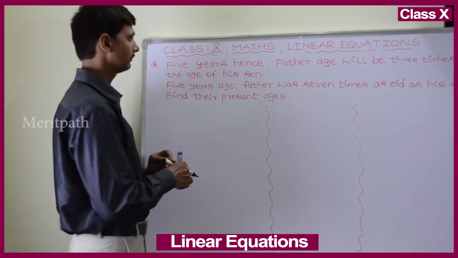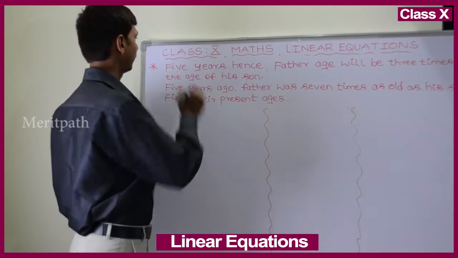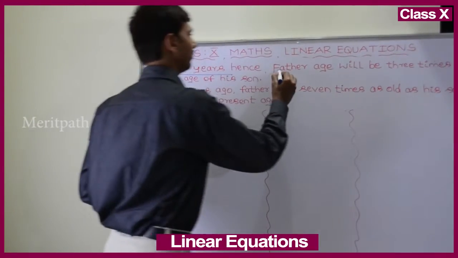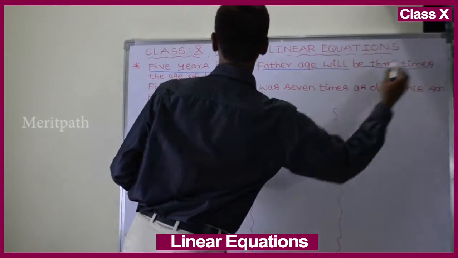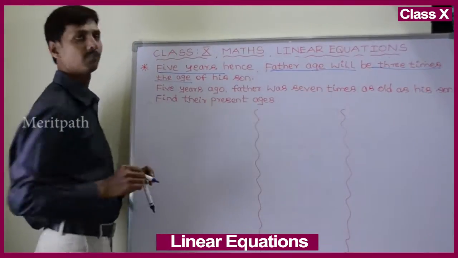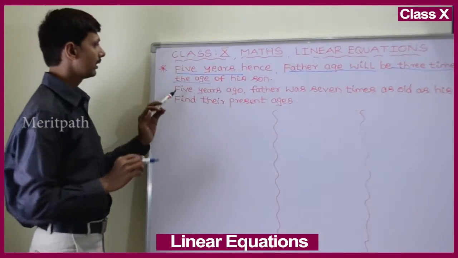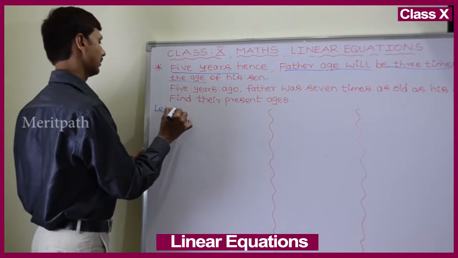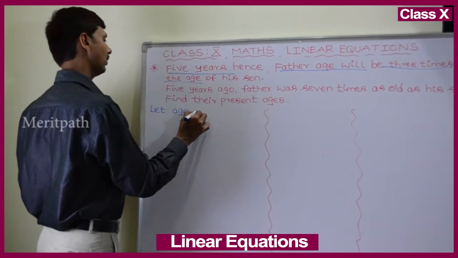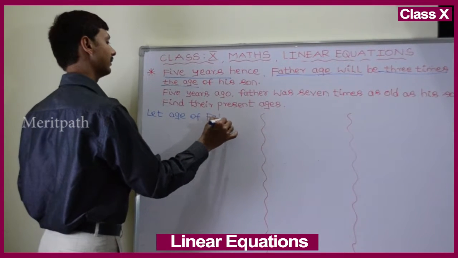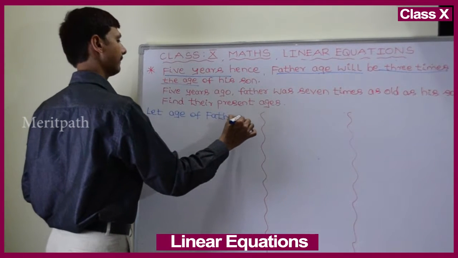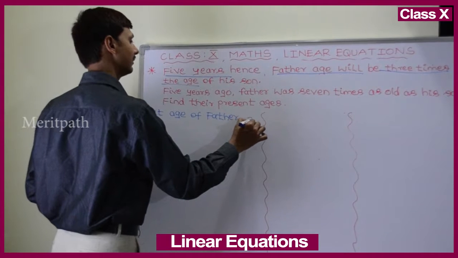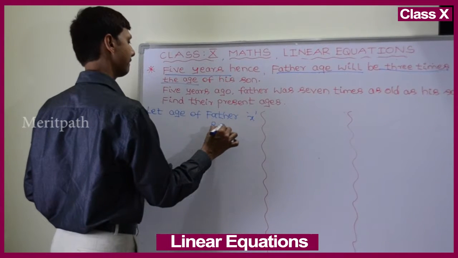This is the first one. Five years hence, the father's age will be 3 times of his son's. So, father and son. Let the age of father be x, and son be y.